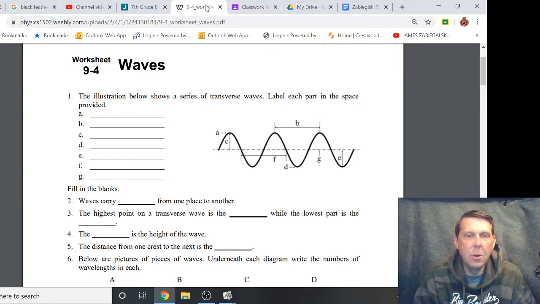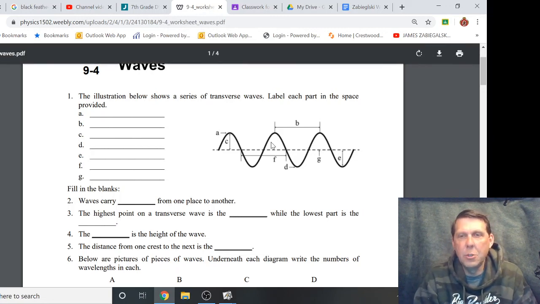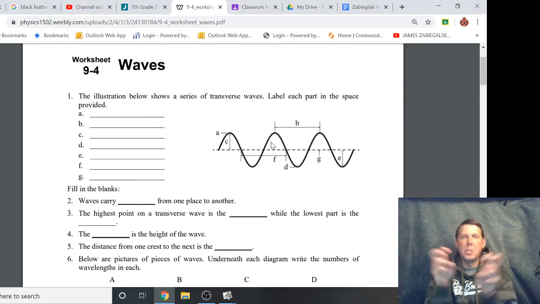With this video and this diagram here, you should be able to do this assignment and participate.